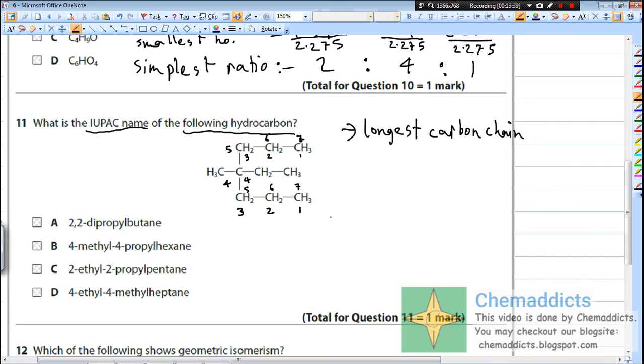So since there are 7 atoms in the longest chain, this should be named as heptane, and all the bonds over here are single bonds. So this should be named according to alkane, heptane. So here, there is one methyl group and one ethyl group on the 4th carbon atom.